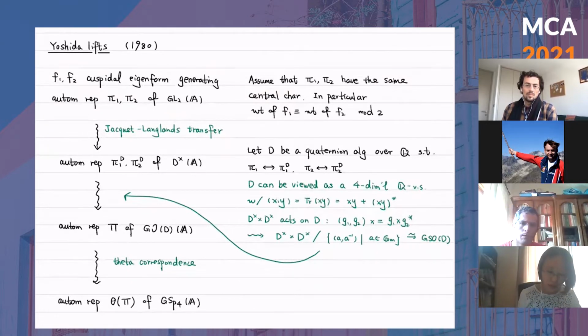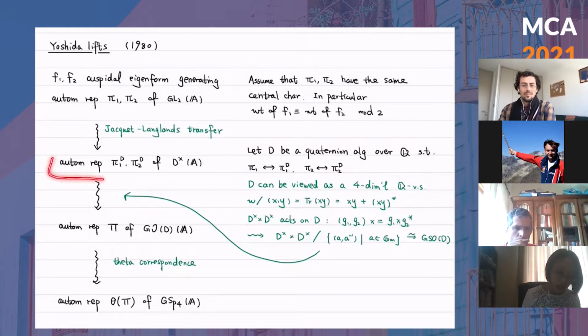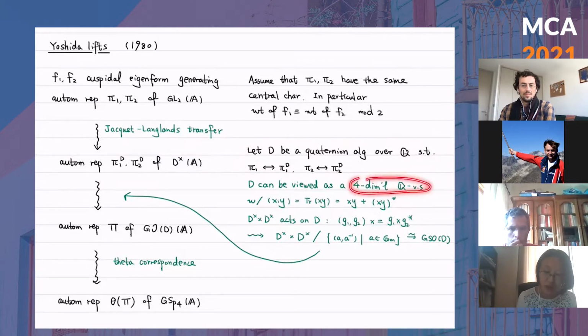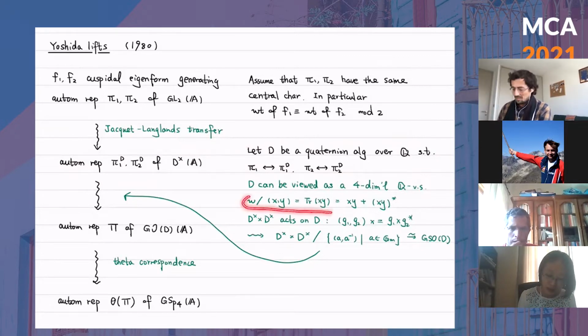We also need to assume that there is a quaternion algebra over Q such that pi1 and pi2 both have Jacquet-Langlands transfer to that quaternion algebra. When we do the Jacquet-Langlands transfer, we get a pair of automorphic forms on D cross, the quaternion algebra. This quaternion algebra D can be viewed as a four-dimensional Q vector space equipped with a non-degenerate quadratic form defined like this, where the star stands for the involution of the quaternion algebra.